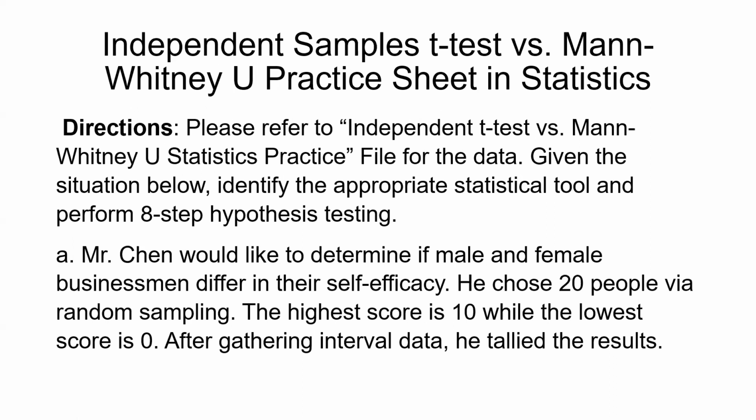Mr. Chen would like to determine if male and female businessmen differ in their self-efficacy. He chose 20 people via random sampling. The highest score is 10, while the lowest score is 0. After gathering interval data, he tallied the results.